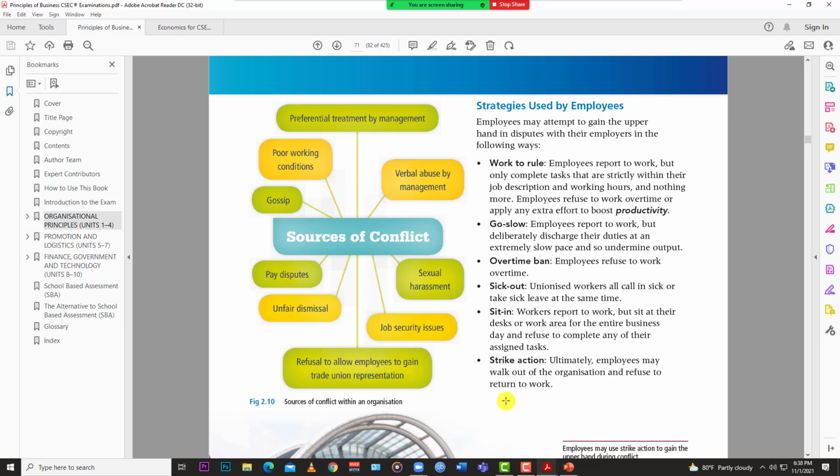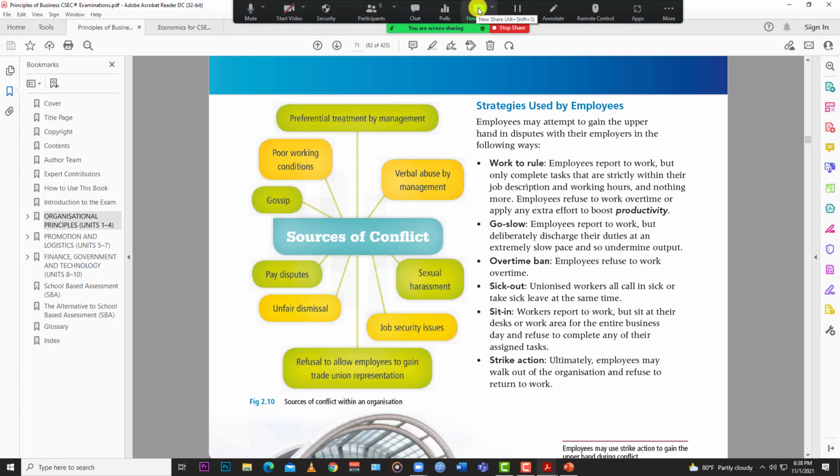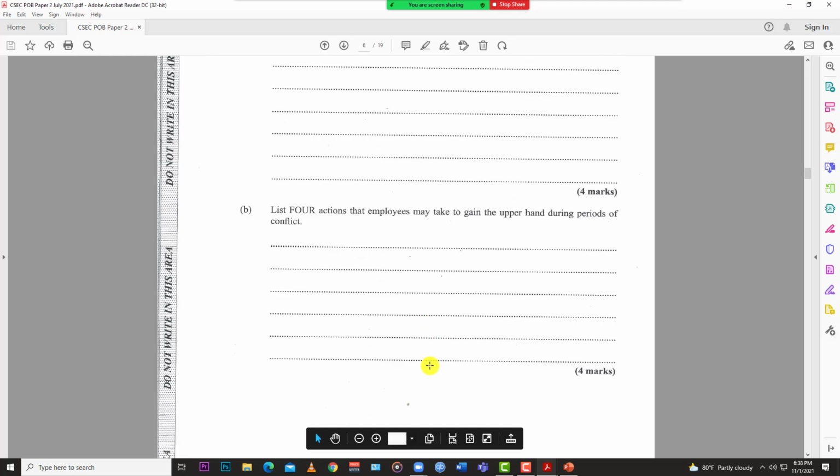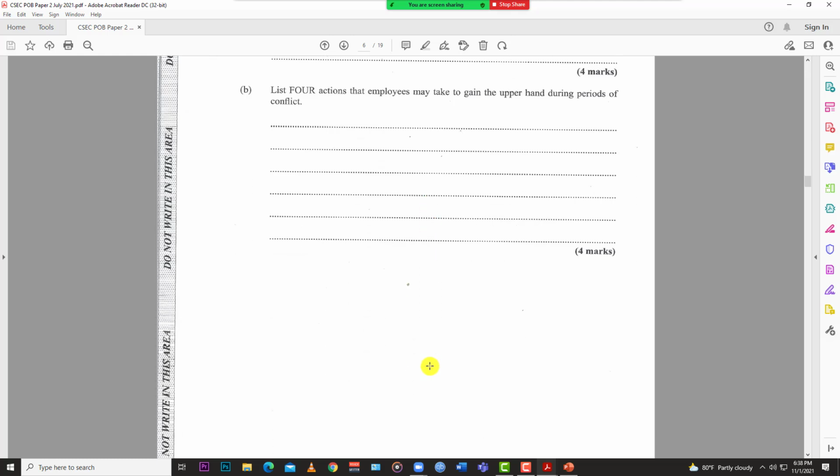You also have picketing, right? So all those are things they can do to get the upper hand during conflict time. Good. Next question. So you answer any of those 4, you get a nice 4 marks just like that.